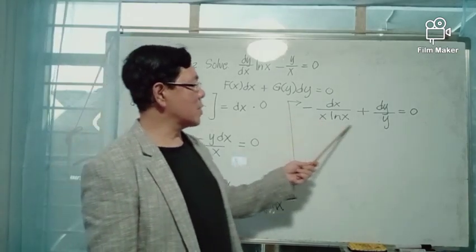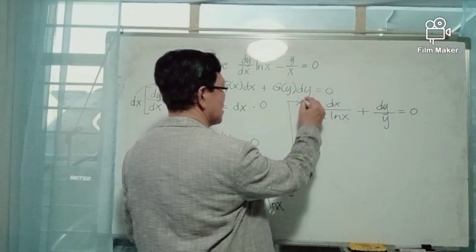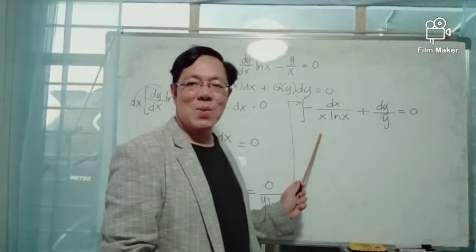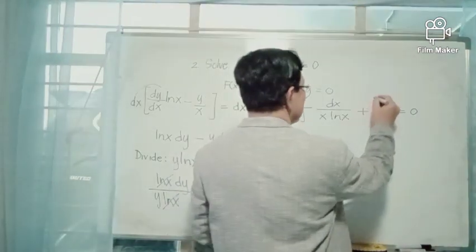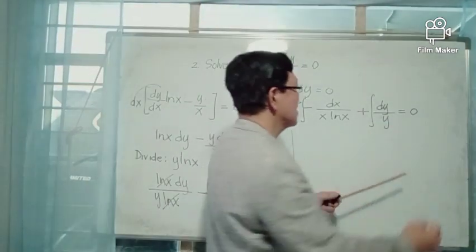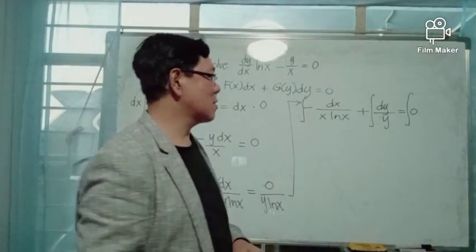And the solution of this last differential equation can be obtained by integrating both sides. The first term we integrate with respect to x. The second term we integrate with respect to y, and we integrate the right-hand side 0.